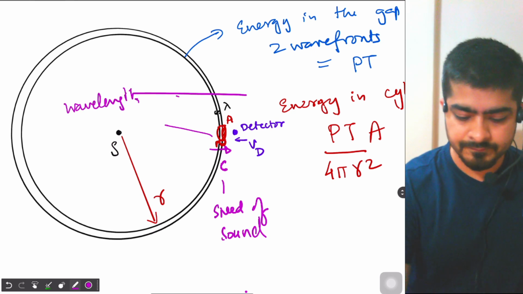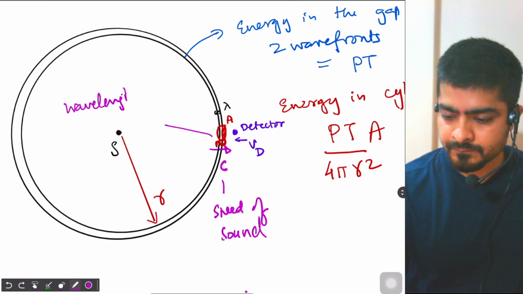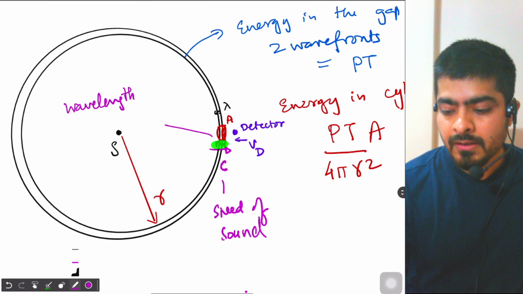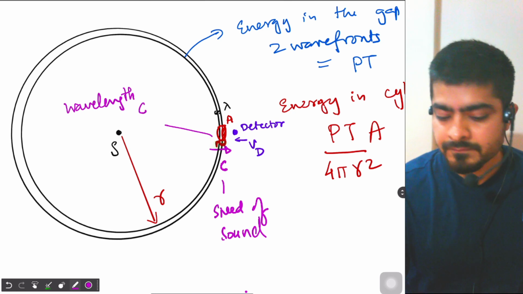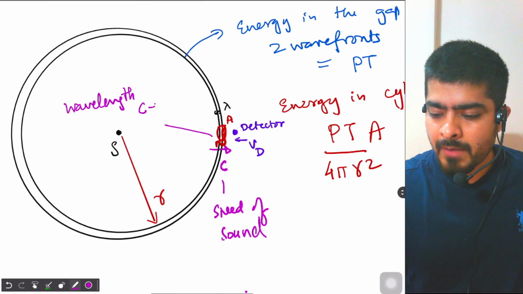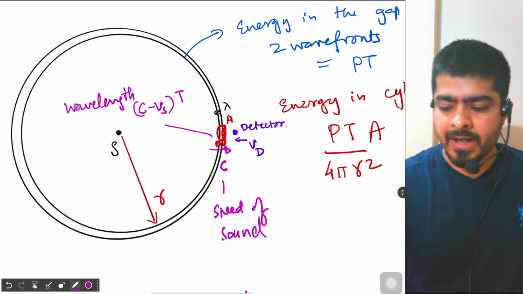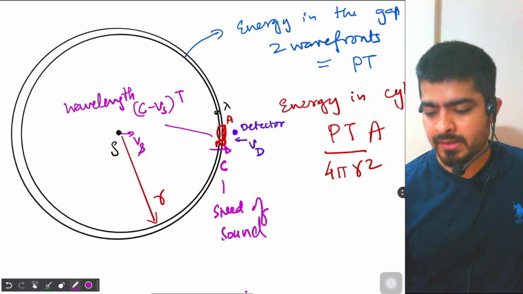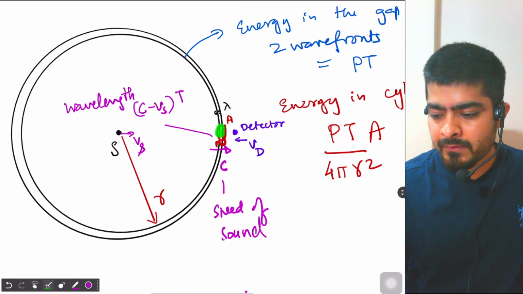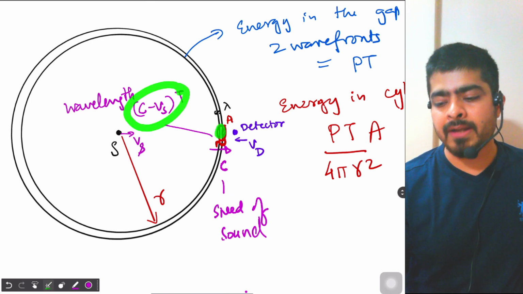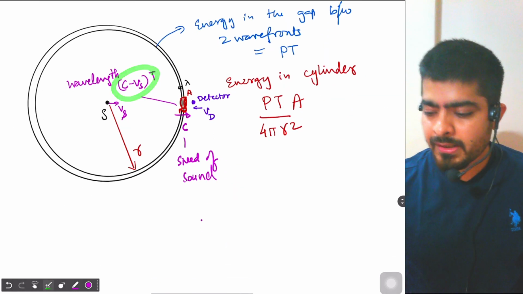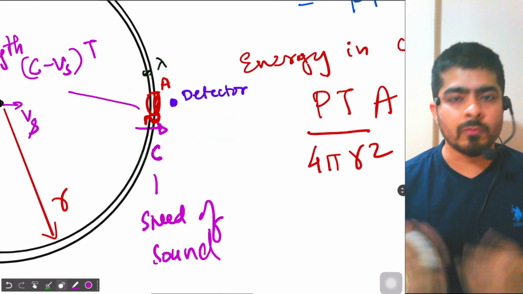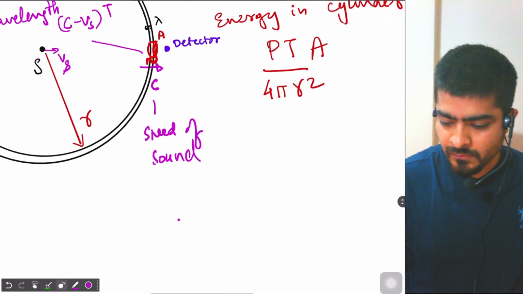This wavelength over here will be C minus Vs multiplied by time period t. Vs is the speed of the source, correct? So the wavelength over here will be C minus Vs into t. Again, we use the same concept now. We have the detector which is at rest now. It is not moving. So what is your relative speed now?